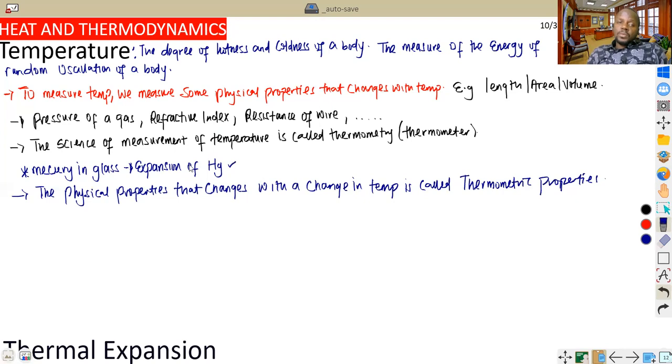Another example of another type of thermometer apart from mercury in glass is what we call the pressure thermometer, that makes use of a gas pressure. As the pressure increases, the temperature also increases, then we calibrate it and measure pressure in gas. So that's another example. Another good example is the resistance thermometer, where we measure the resistance, and so on and so forth.